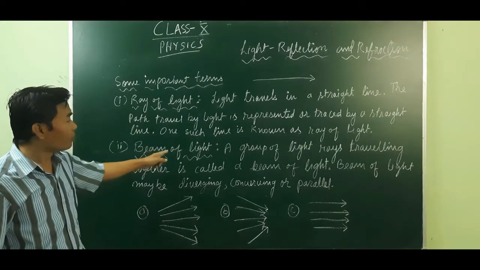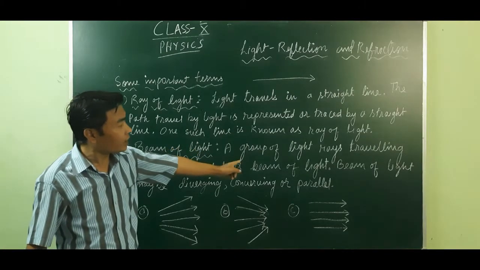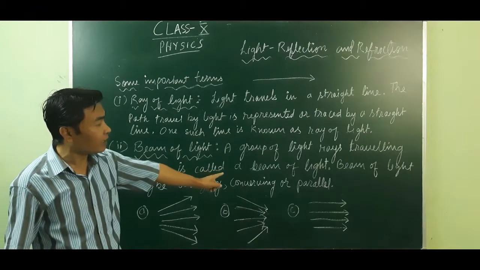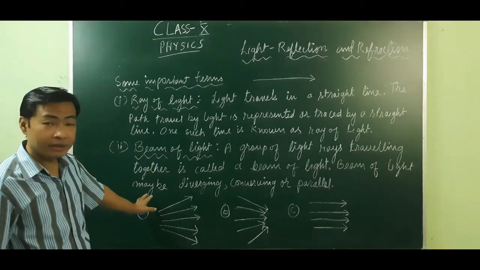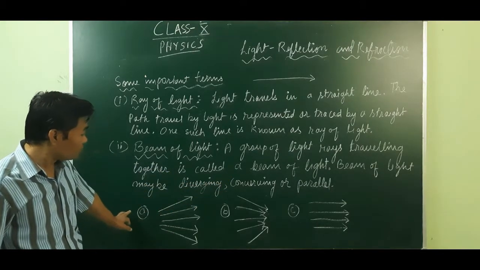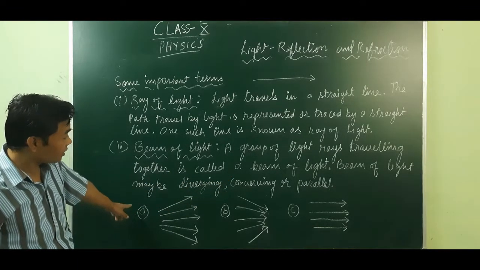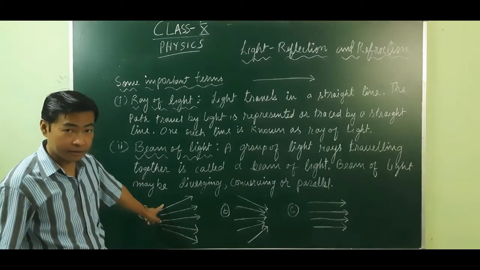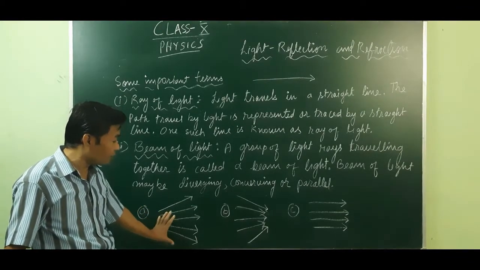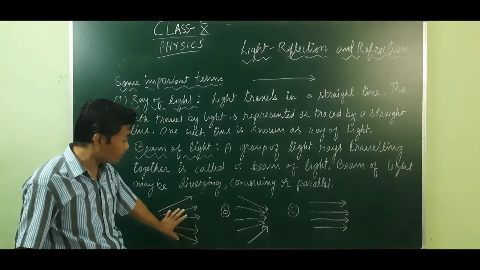Now, a beam of light. A group of light rays traveling together is called a beam of light. Beam of light may be diverging, converging, or parallel. Okay, if you look at this example A, you see that this is called diverging. Okay, the light starts from this point of source and it diverges in the possible directions.